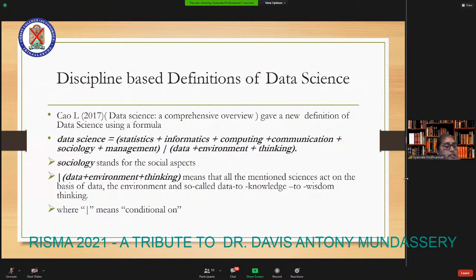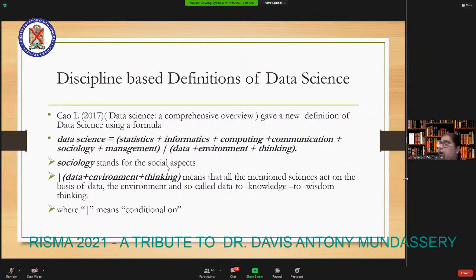So from the disciplinary perspective, data science is a new interdisciplinary field that synthesizes and builds on statistics, informatics, computing, communication, sociology, and management to study data and its environment in order to transform data to insights and decisions by following data to knowledge to wisdom thinking. So you can see how beautiful that is, because that happened in 2017. So that was the new definition given by Keogh.